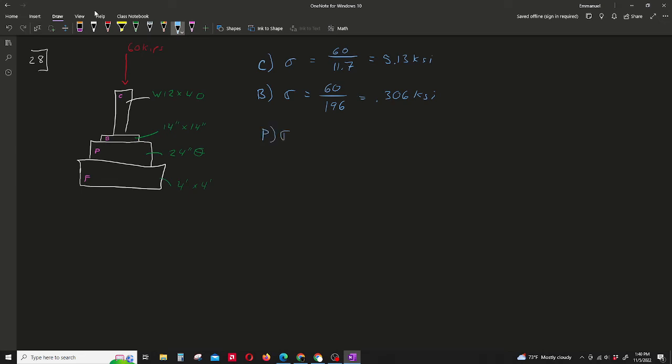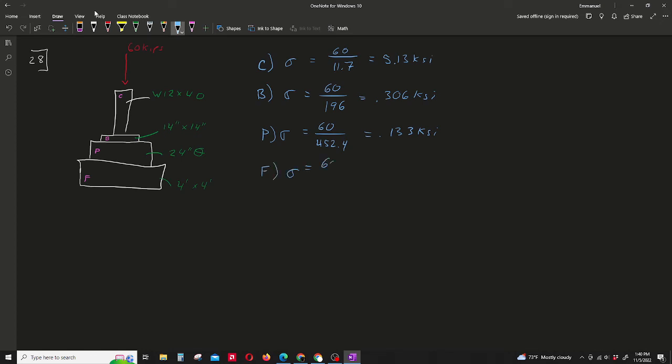P is the next one. Again, 60 for our force. Divide that by our area. Area in this case is 452.4. Remember, this is a diameter, so we got to use a diameter equation for that. 0.133 KSI. And then lastly is F for footing.